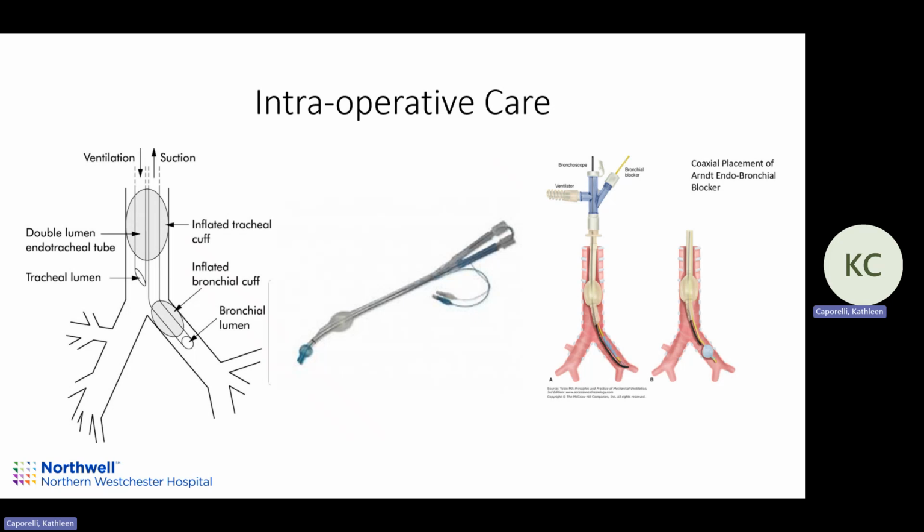So the issue is if you place this on this side, sometimes the balloon for the bronchial lumen can block the airway for the upper lobe. So that's the reason why these are typically placed on the left side. I probably should explain a little bit about the double lumen endotracheal tube.